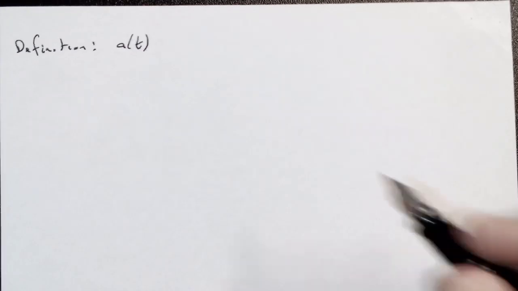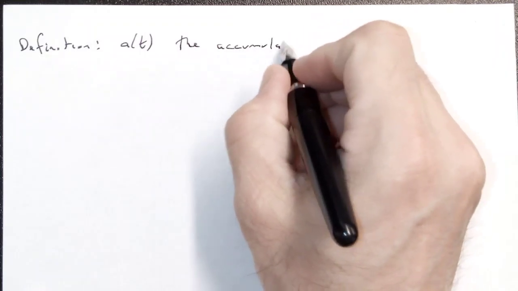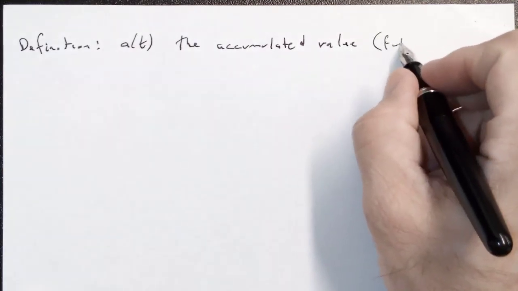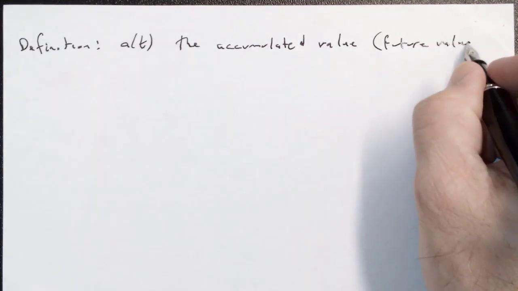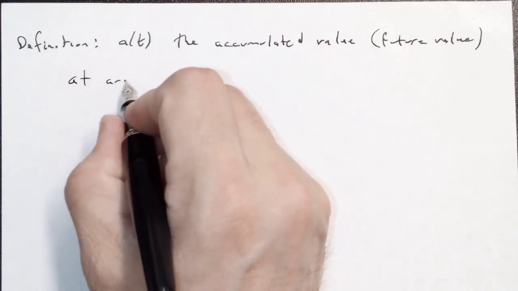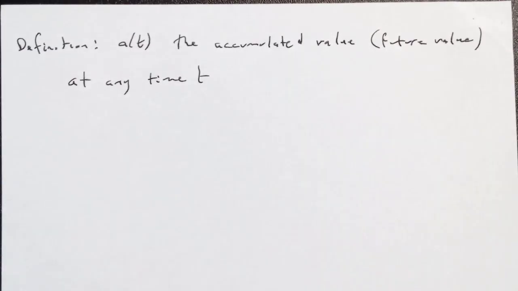Okay, continuing with our interest rates and interest accounts, I want to define a function a of t. And we're going to define this function as the accumulated value, sometimes called the future value, at any time t of an investment of $1.